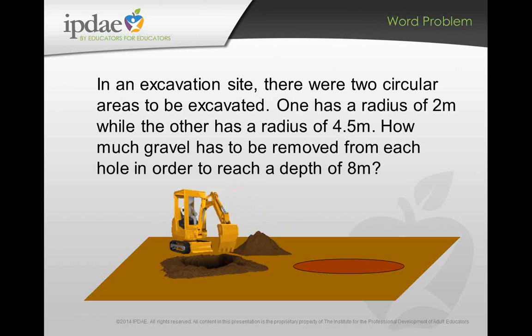In an excavation site, there were 2 circular areas to be excavated. One has a radius of 2 meters, while the other has a radius of 4.5 meters. How much gravel has to be removed from each hole in order to reach a depth of 8 meters? So let's try this problem out.